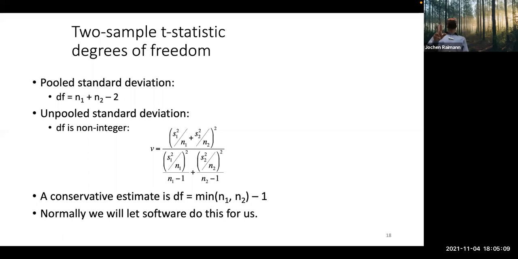By default, R, for example, would assume unequal variance and would not treat them in a pooled setting. If you know the variance is equal, you can define it as being equal.